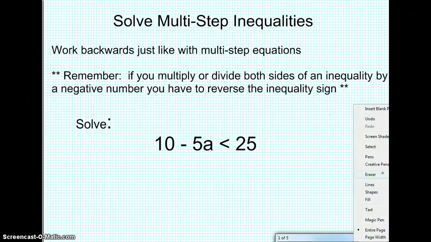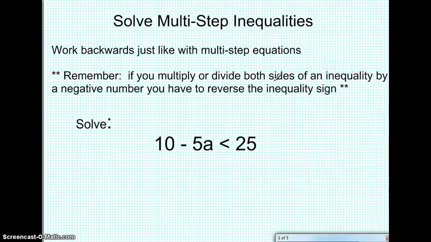Okay, today we are going to work on solving multi-step inequalities. To solve multi-step inequalities, we basically do the same thing we do when we're working with multi-step equations. We just work backwards, undoing the operations, first undoing addition and subtraction, and then undoing any multiplication and division. The only difference is that when we solve multi-step inequalities, we have to remember our rule for inequalities, that if you multiply or divide both sides of an inequality by a negative number, you have to reverse the inequality sign.